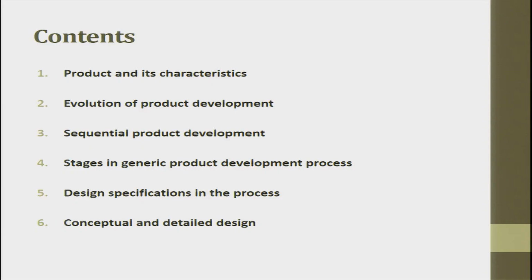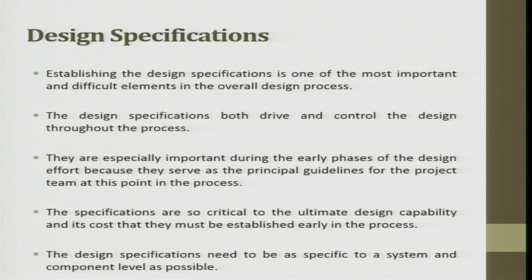So, we have been discussing product and its characteristics, evolution of product development, sequential product development, and stages in the generic product development process, and now we are more focused towards design specification in the process. Last lecture we saw how we take customer needs and convert them into engineering specification, then develop conceptual details, then go for engineering details, release it for production, and then go for marketing. This is the sequence it follows, right.